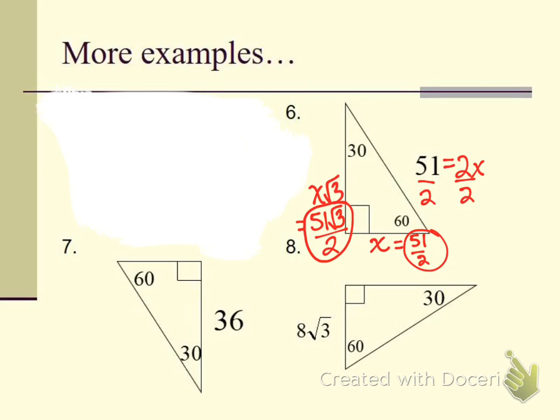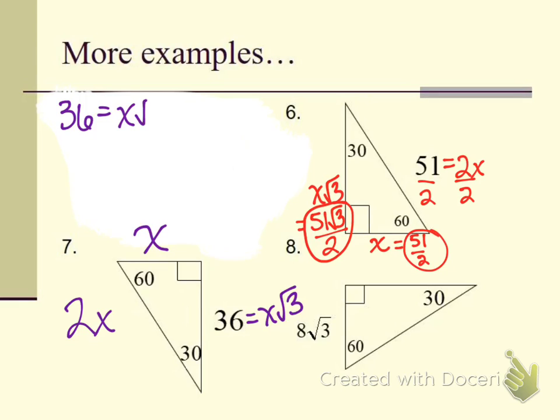On number 7, the side across from the 30 should get labeled with an X. The side across from the 60 is X radical 3, and the side across from the 90 is 2X. I'm going to rewrite my equation from the side across from 60 above so I have a little room to show what's happening. I need to get X alone. How do I do that? Divide by?